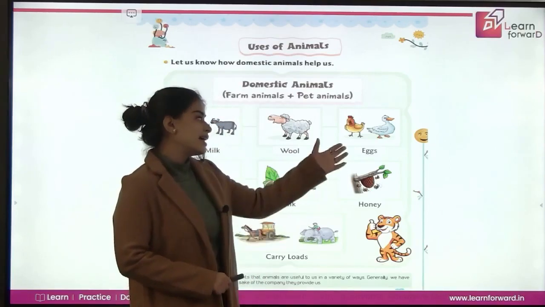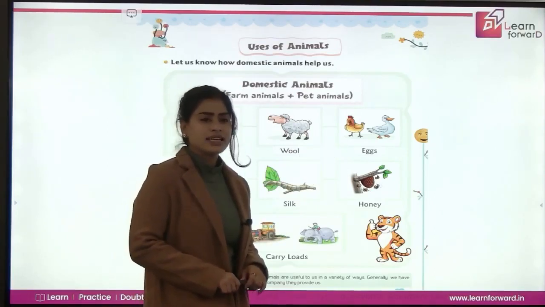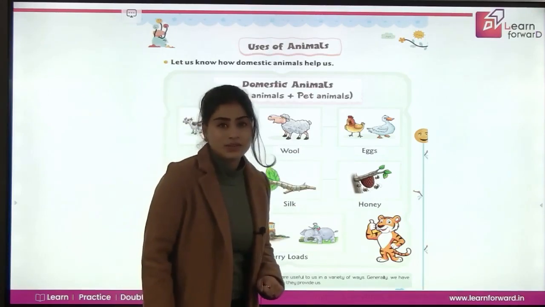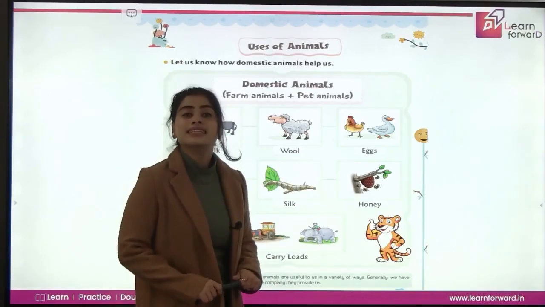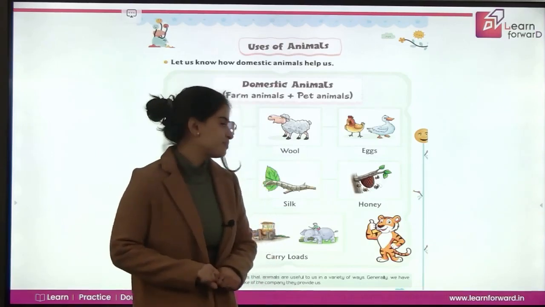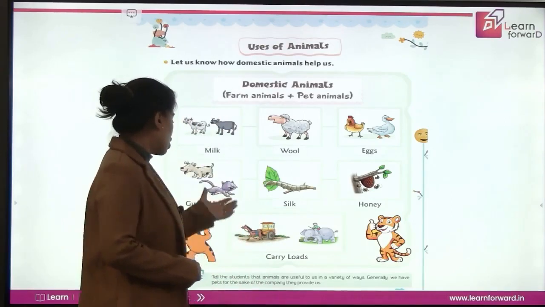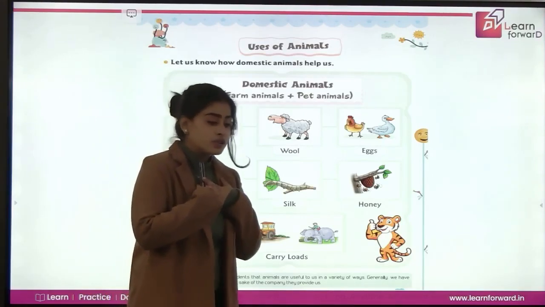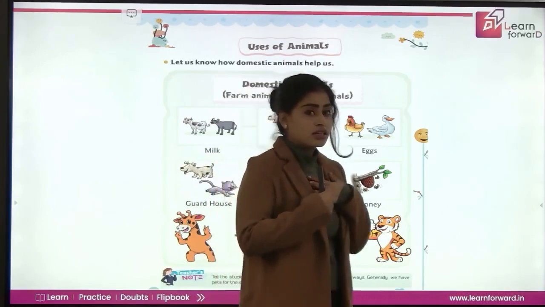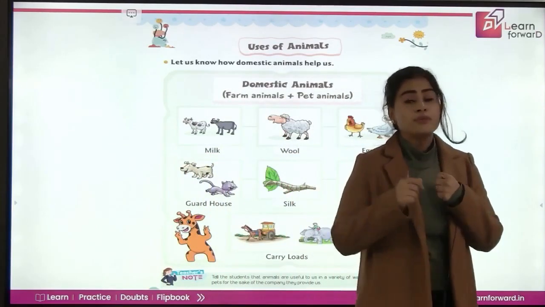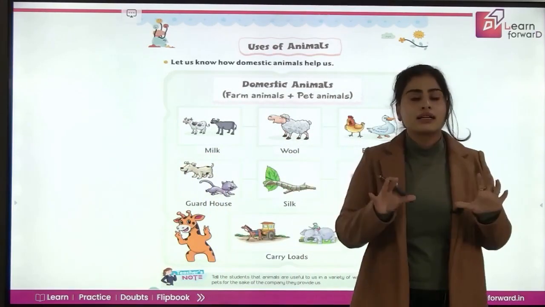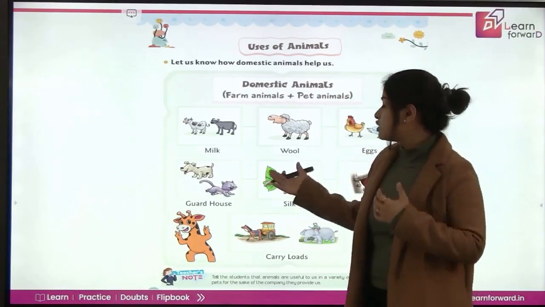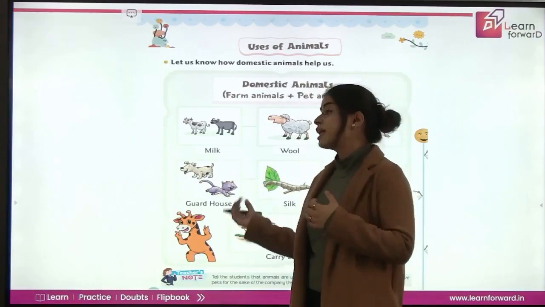Next is eggs. You eat eggs? Yes, some of you eat eggs. So eggs come from hens. Okay, hens give us eggs. Next is dogs. These are dogs. Dogs guard our house. Whenever some thief comes for robbery, this dog barks and then the thief runs away. Okay, so these dogs guard our house. यानी protect करते हैं dog.